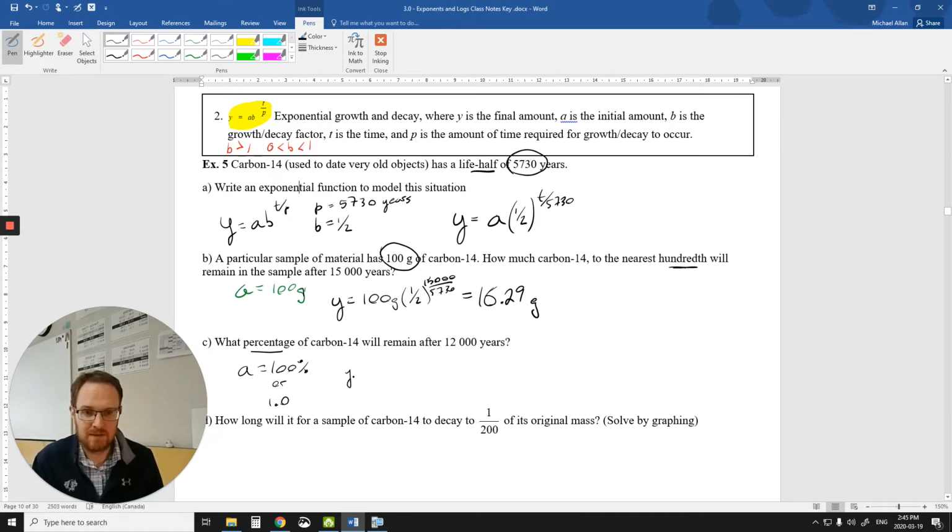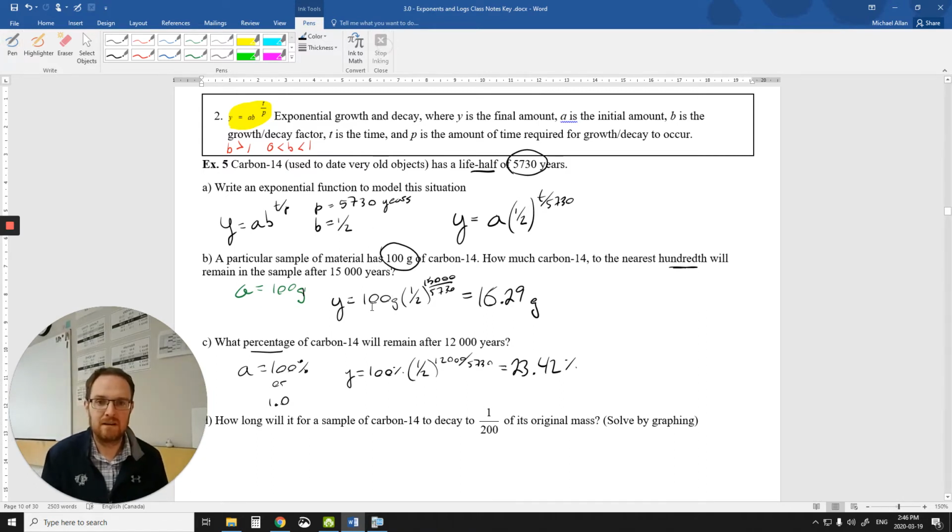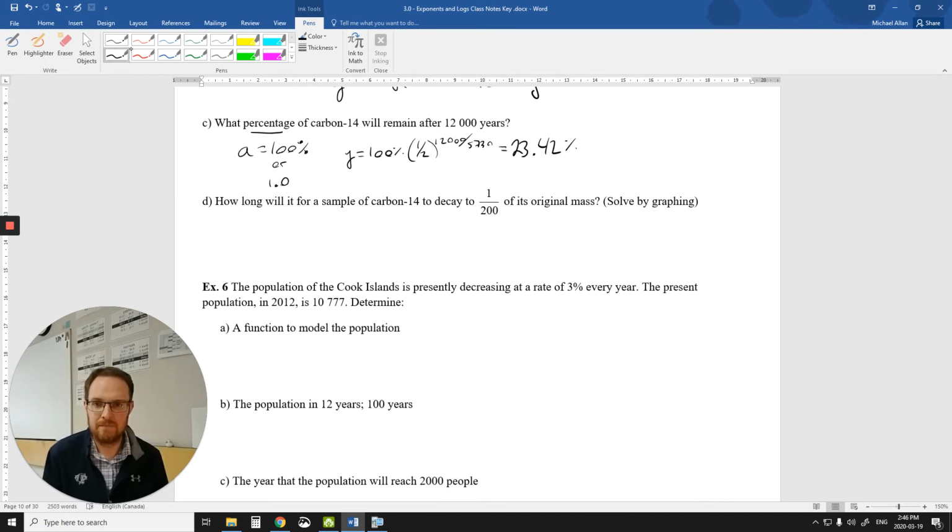So let's see what we have here. It says what percentage will remain after this. So I'm going to put 100% here, put a half, 12,000 over 5730, and we do the same thing. So I'm going to go 100 times 0.5 to the power of 12,000 divided by 5730. About 23 point, it doesn't match decimal wise, so let's go 2 decimal places. 23.42%. So far, so good. This is pretty easy. Let's see what we have down here.